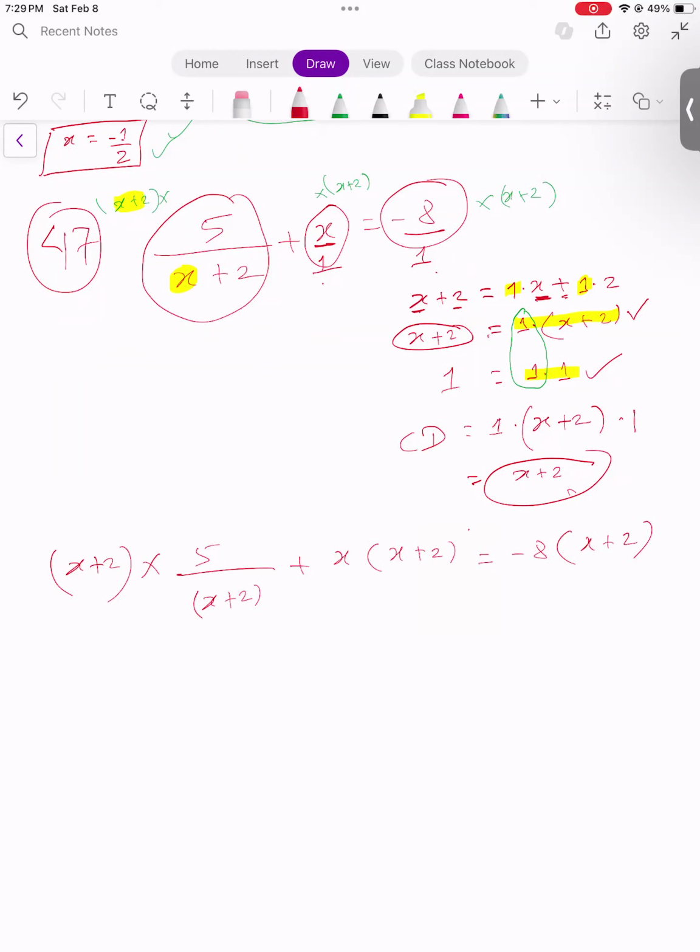Fine, you should be able to find the common denominator. Once you find the common denominator, you use that common denominator to multiply every term of that rational equation. Does anyone have any question here?